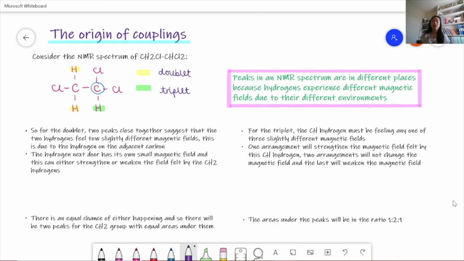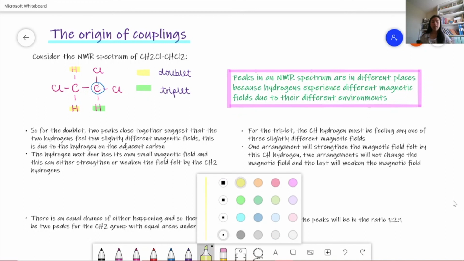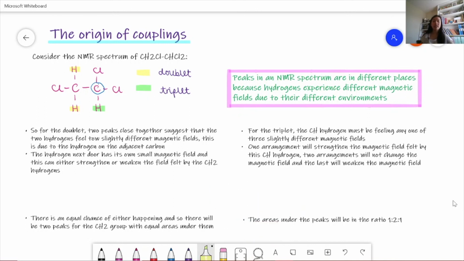And one really important thing to remember is that peaks in an NMR spectrum are in different places, and this is due to hydrogens experiencing different magnetic fields due to their different environments. And so this is going to help us explain why we get doublets and triplets and also quartets. So firstly, looking at the doublet.